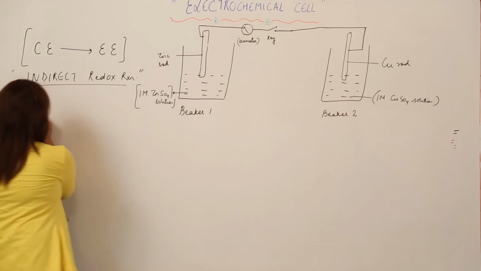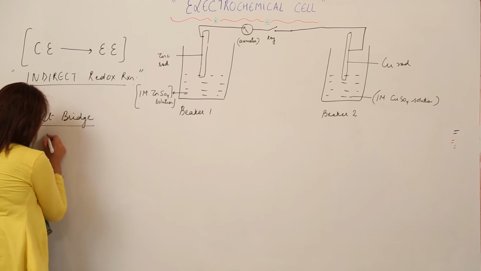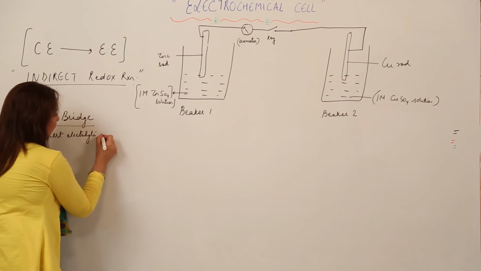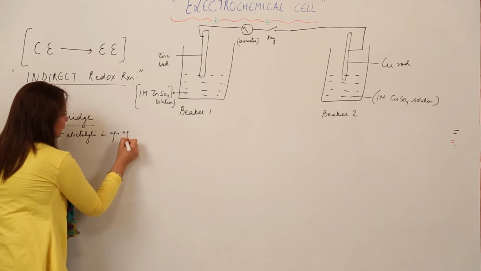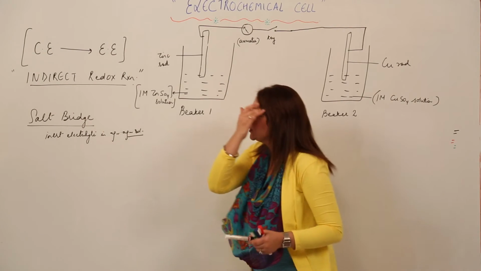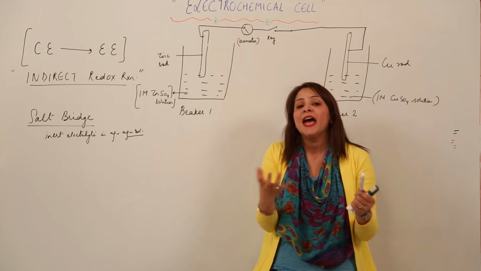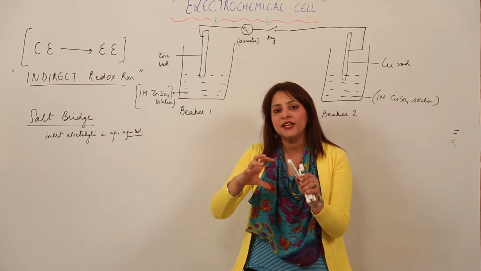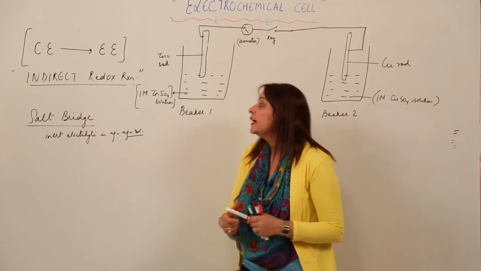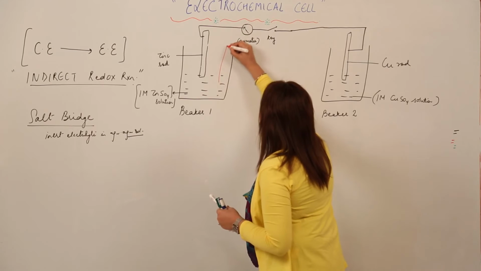Salt bridge is actually formed of an inert electrolyte in agar-agar solution. Right, this is how we form the salt bridge. What we do is take the inert electrolyte and the agar-agar solution, heat them, and when they mix thoroughly, we cool it and draw it into a tube-like structure, a U-shaped structure, right?